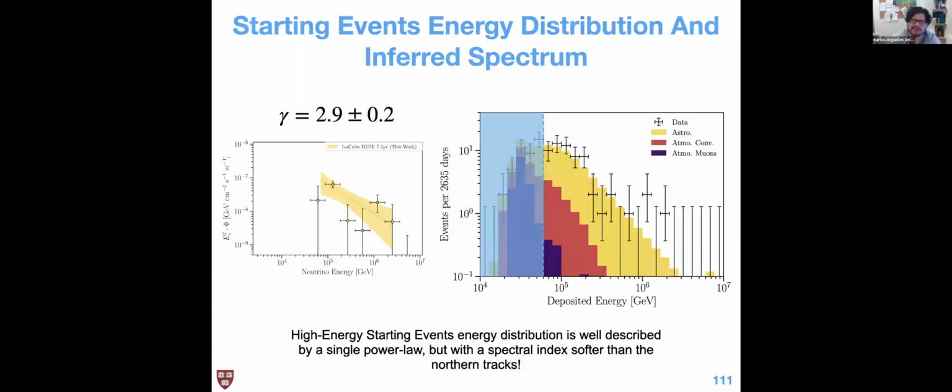And we can measure the spectra using these starting events as well. The interesting part about this is that we get a different answer. We get about a 2.9 spectral index. And that's actually going to be interesting because we're going to get different answers depending on how we do these measurements.